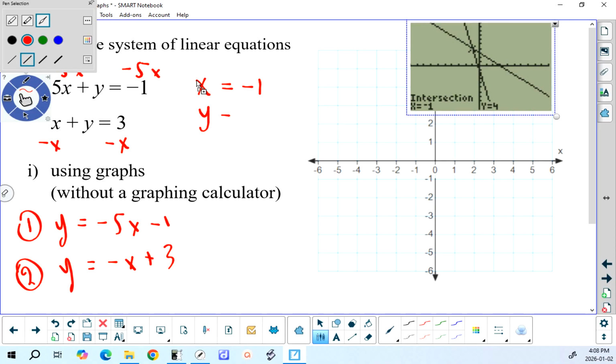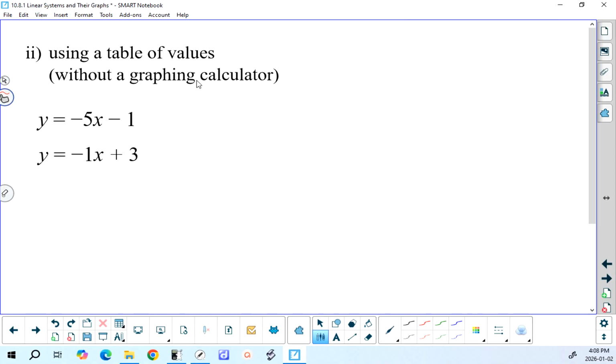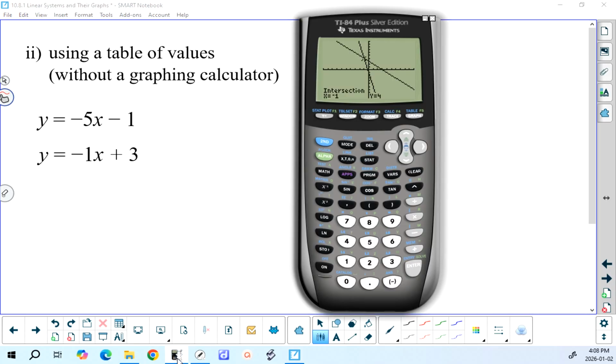Y equals positive 4. Anyway, that's the solution to number 2. If we use graphs, if you want to do it using a table of values on your graphing calculator, all you do is you go to table set, which is second window. So you're going to choose second window.